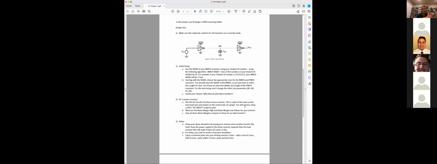Okay, so like I mentioned, we're going to have a theme to our projects, and the theme is going to be output buffers. We're going to start by looking at what an inverting buffer looks like driving a load inside the chip.